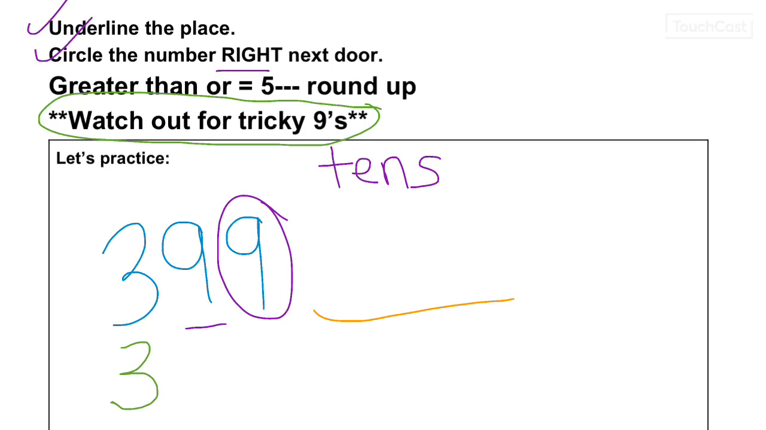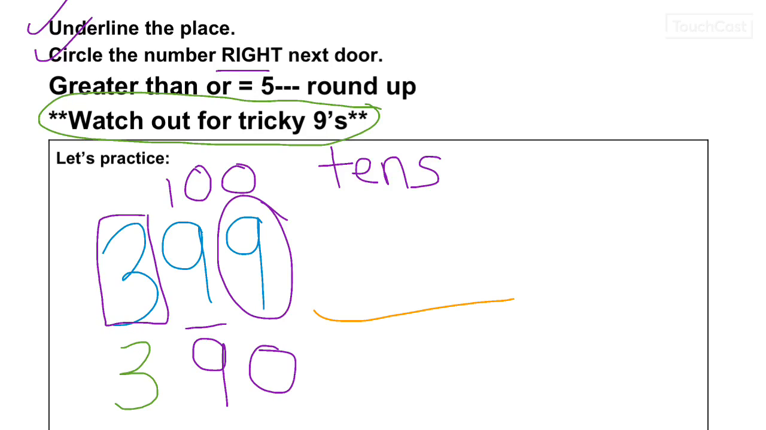So let's write the tens place here. 99 would be between 90, and technically it would be between 100, right? But we can't write 100. But what we can do is add 300 plus this 100. And guess what that equals?